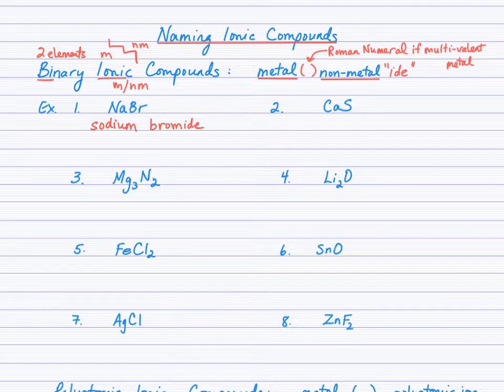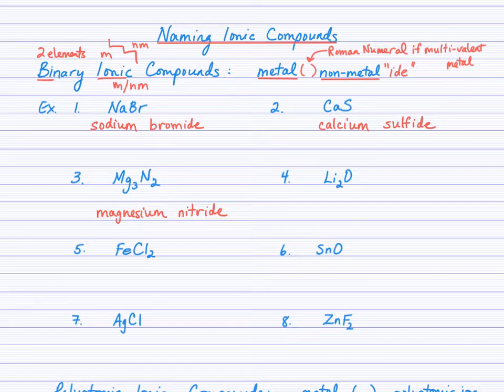Okay, number 2, the name of Ca. Calcium. Is calcium multivalent? No, it is in group 2, and those metals are not multivalent, and so we move on to the name of sulfur, except we drop the UR and add IDE. Moving on to number 3. Metal-nonmetal combination, it's ionic. There's two elements, so we name the metal magnesium, and then the nonmetal nitrogen becomes nitride.